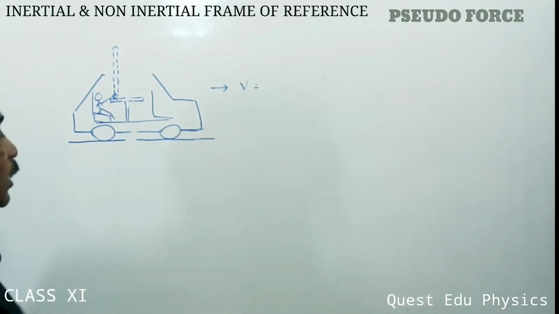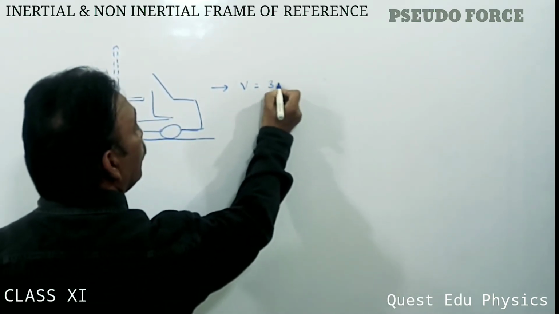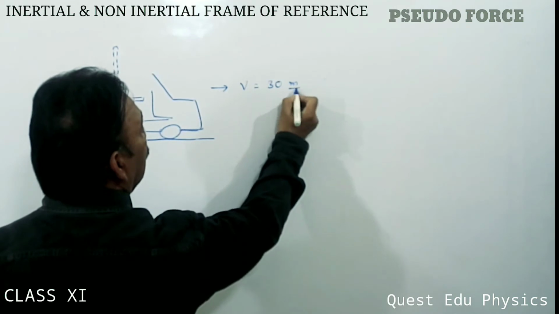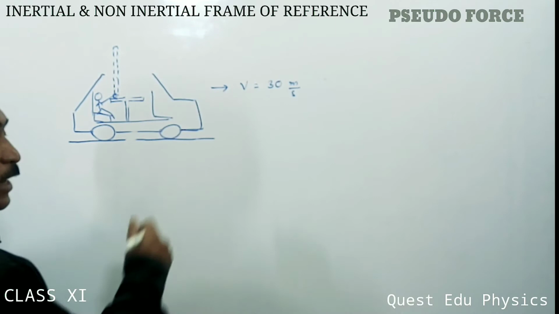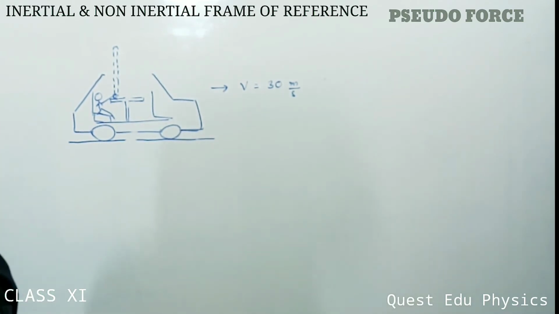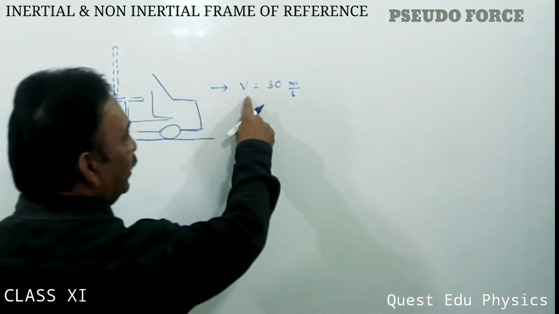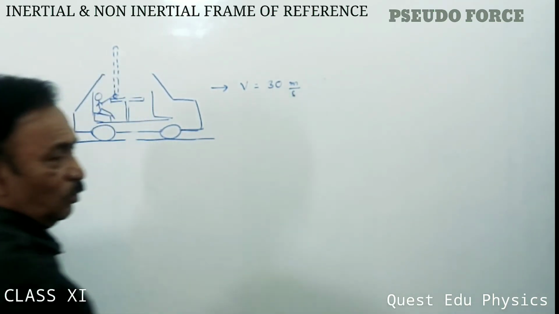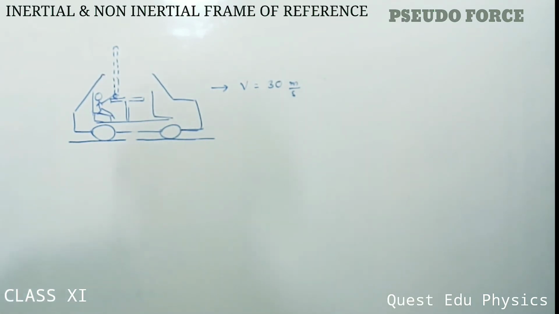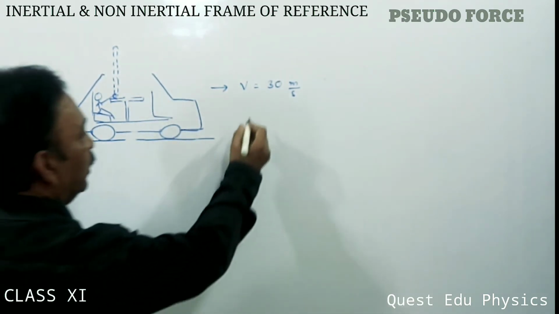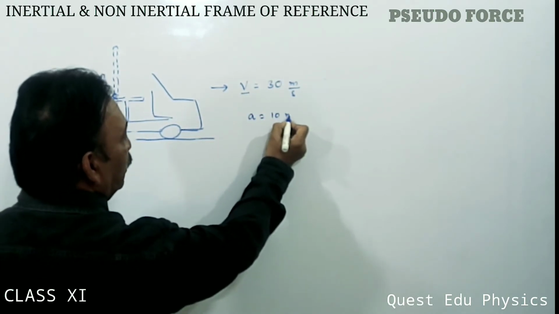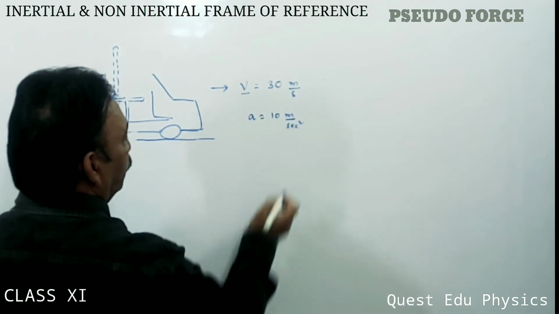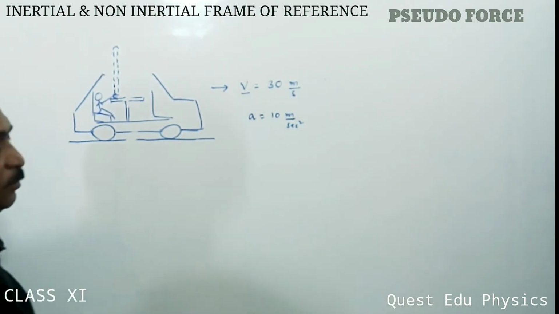Okay, students? Let's say it is moving with 30 meters per second, and it has an acceleration of 10 meters per second. It is accelerating. Means what? Its velocity is changing from 30 to 40. It is accelerated motion. Think what happens. It is accelerating, it is non-uniform. Say acceleration is equal to 30 meters per second square. Sorry, 10 meters per second square.